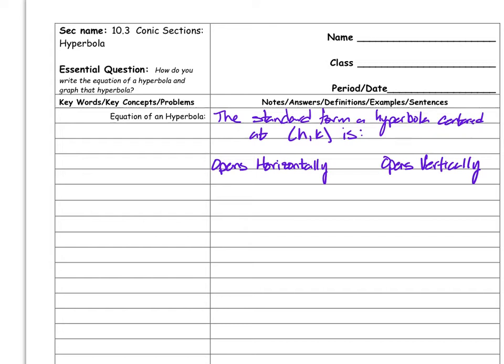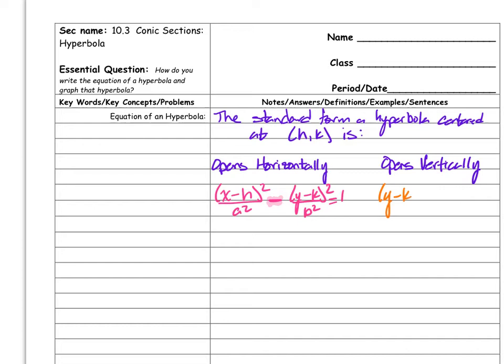So when it opens horizontally, it is (x minus h) squared all over a squared minus (y minus k) squared all over b squared equals 1. Okay, so notice the only difference between the equation for this hyperbola and the ellipse is what? Well, the minus sign. That's the only difference. Everything else is the same. Okay, so when it opens vertically, it is this.